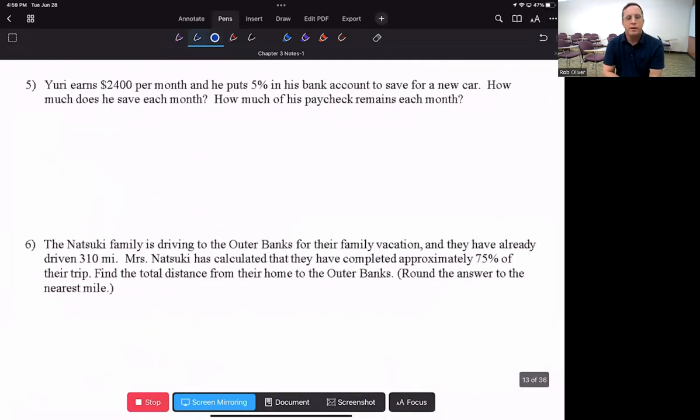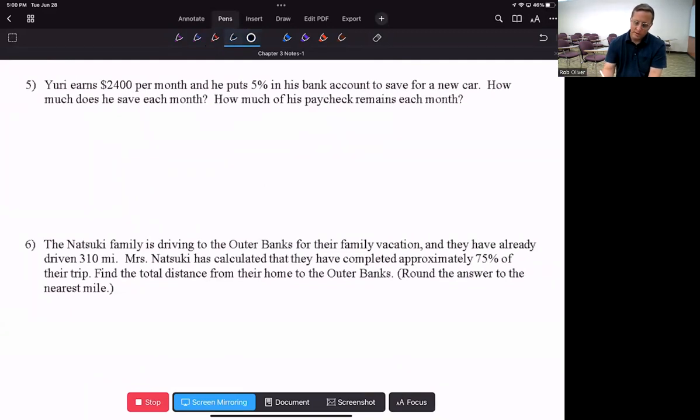All right, for number 5, it says Yuri earns $2,400 a month, wants to put 5% in his bank account to save for a new car. How much does he save each month? How much of his paycheck remains each month? So a couple different things we want to do here.